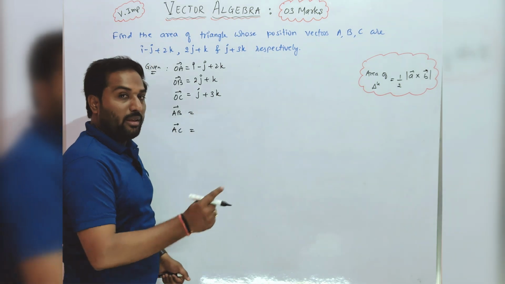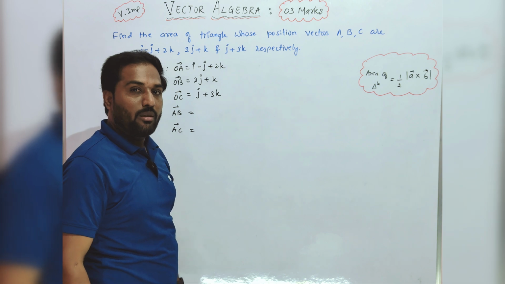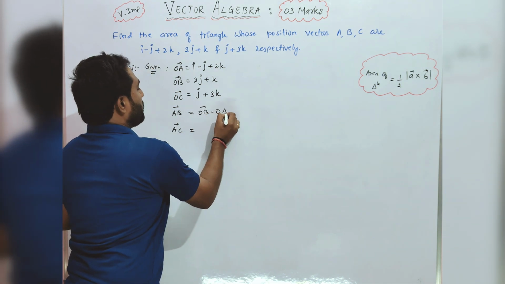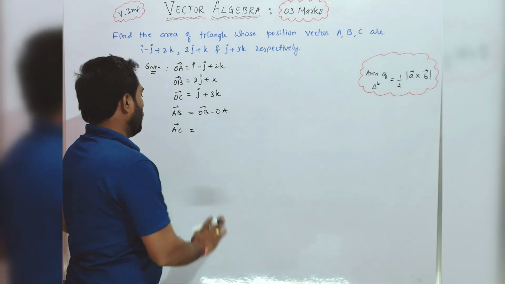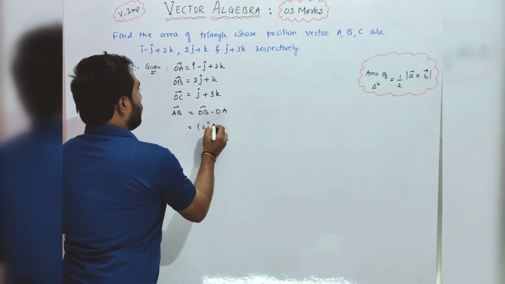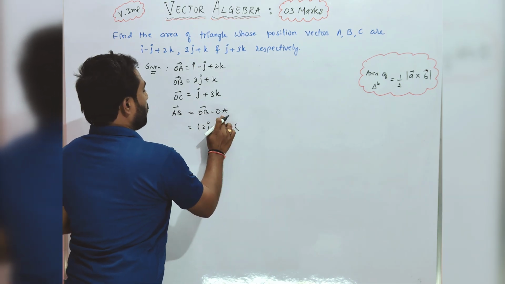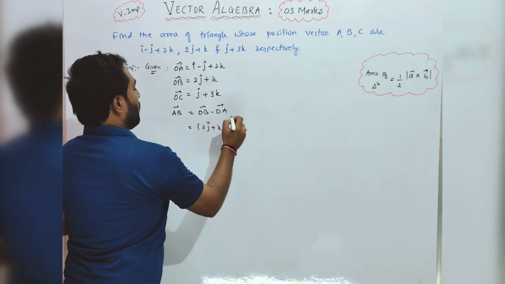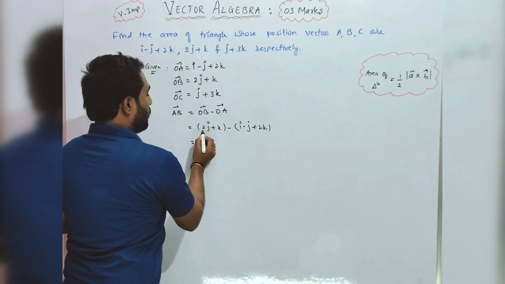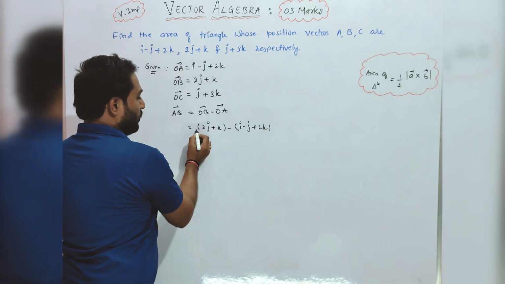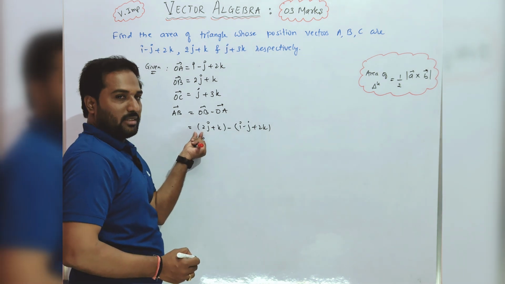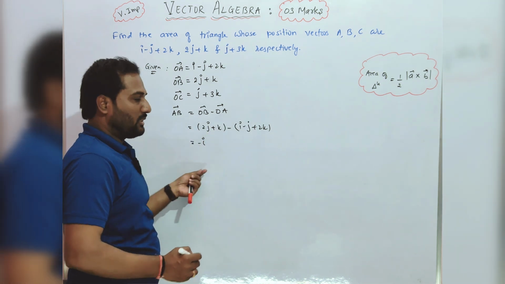AB, how to find AB? Just recall the previous problem. Position vector, second vector minus first vector, that is OB minus OA. We'll substitute the values here. OB is what? This one, 2j plus k, minus OA, which is i minus j plus 2k. Just subtract them. There is no i in OB, so it is like 0 minus 1i, so minus i itself.